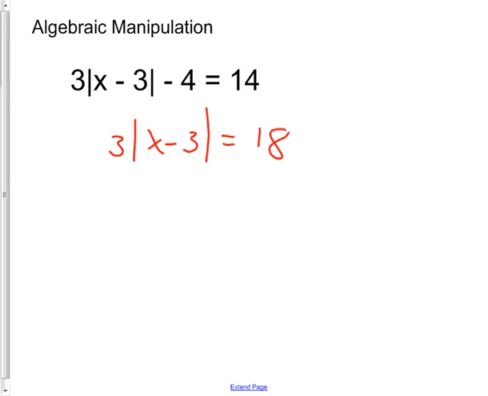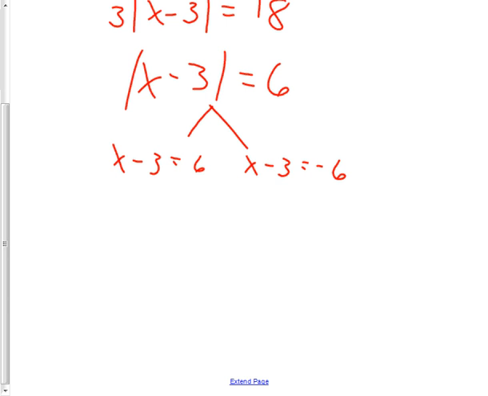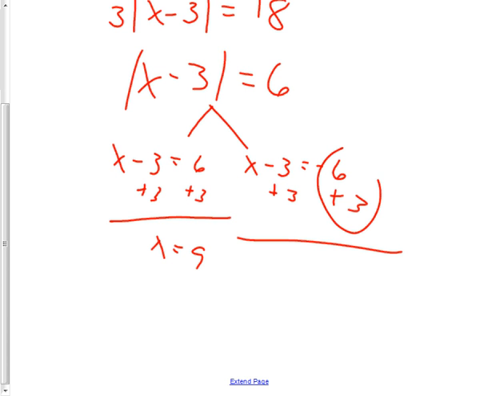And then what? Divide by 3. X minus 3 is equal to 6. And then what? Split it. X minus 3 equals 6, and x minus 3 equals negative 6. And now what? Solve them. Add 3. Add 3. X equals 9. Add 3. Add 3, carefully over here. X equals negative 3. A negative 6 and a positive 3 makes negative 3.